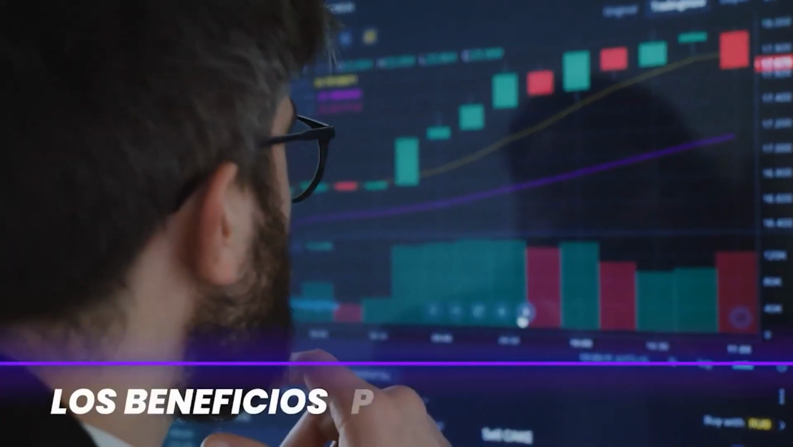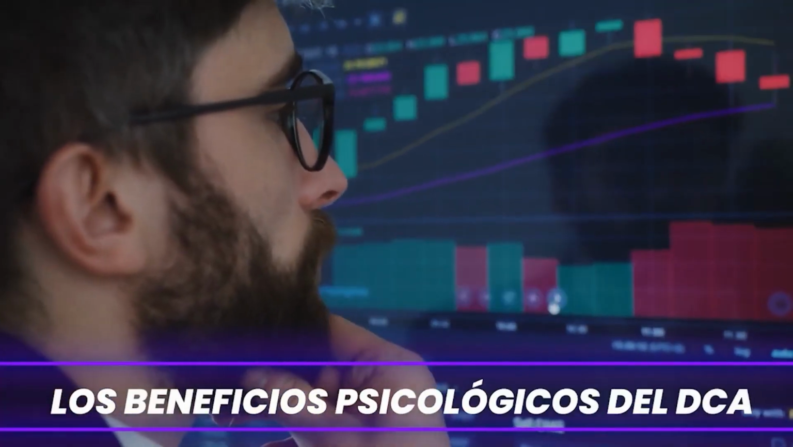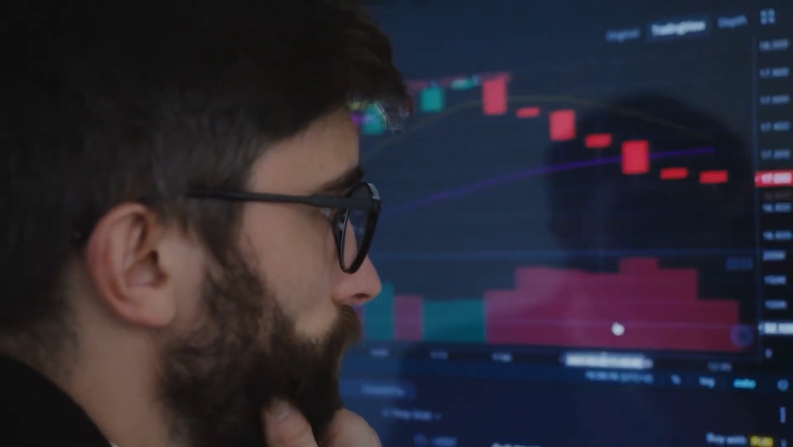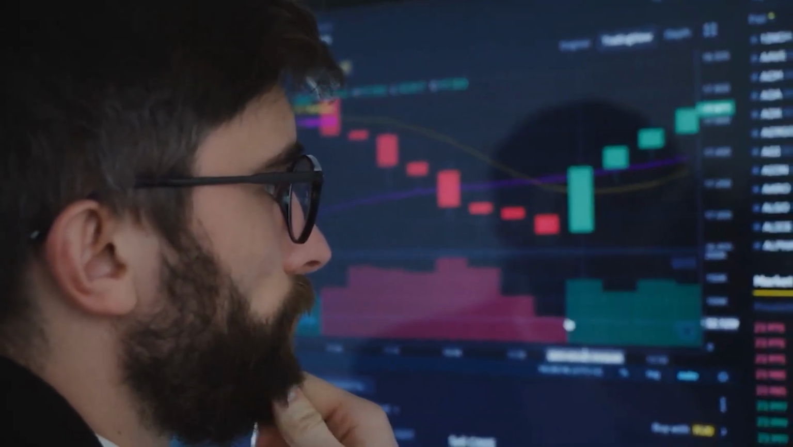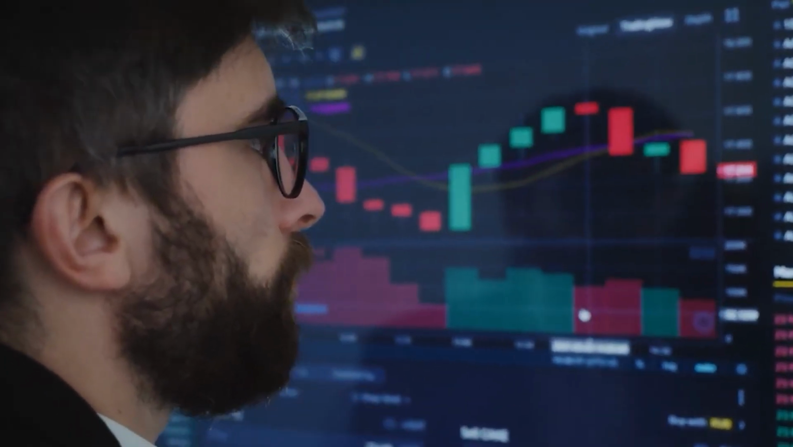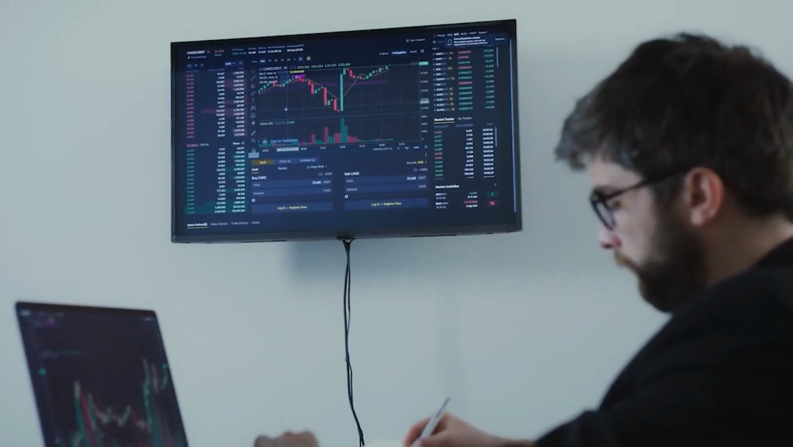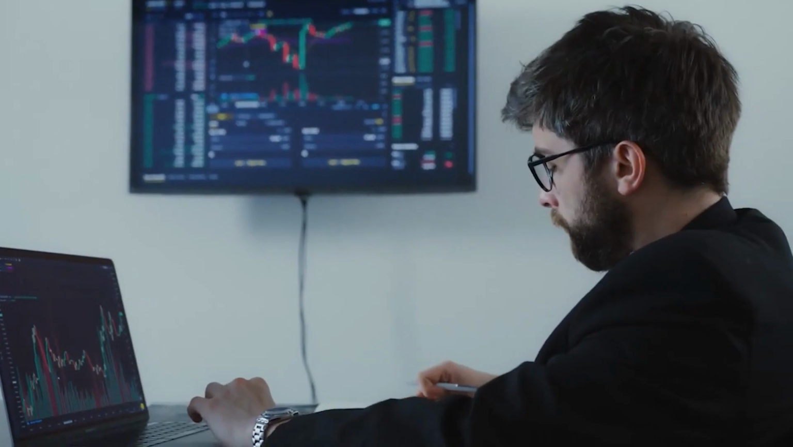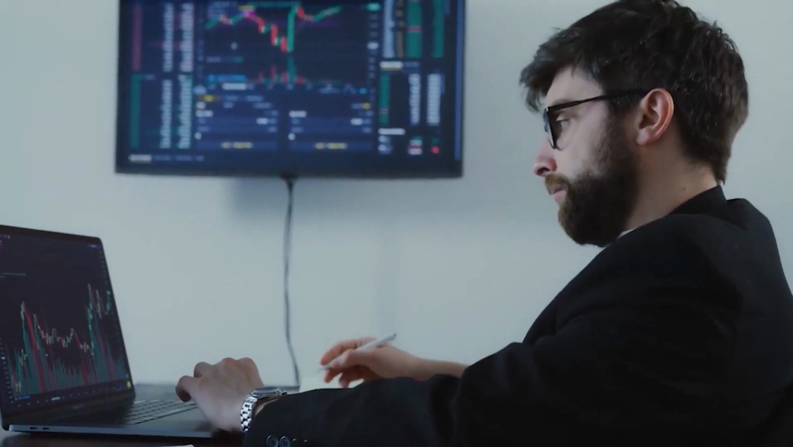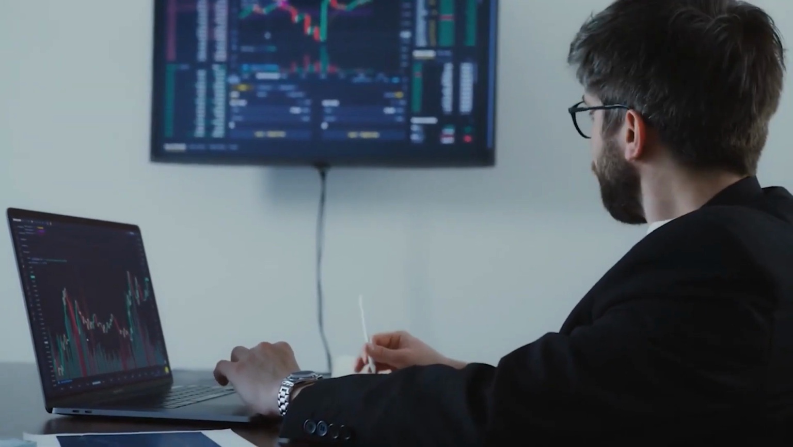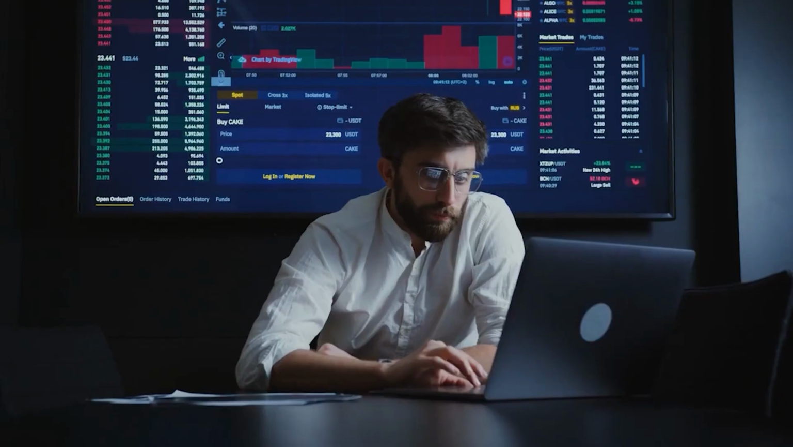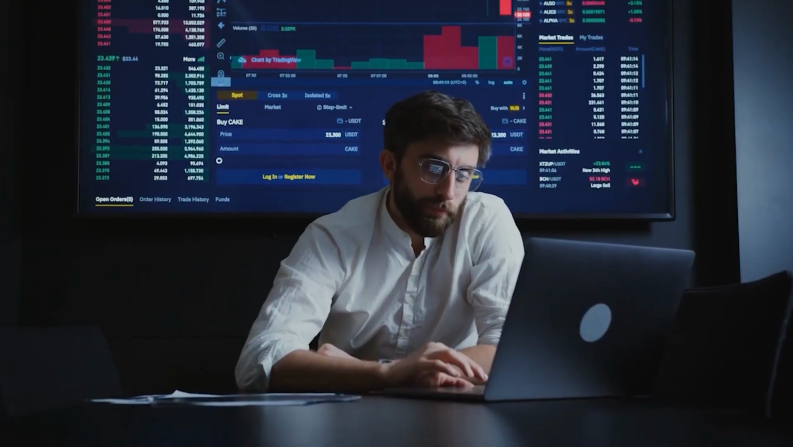Now let's move on to the psychological benefits of DCA. And it's not just limited to the monetary strategy. When investing, we know it can be a pretty stressful activity, especially when the market is volatile, and the DCA strategy helps to mitigate this stress by providing a clear and consistent structure for your investments. By knowing that you are investing a fixed amount regularly, you can stop worrying about the daily fluctuations of the market. Additionally, it also brings discipline and consistency.